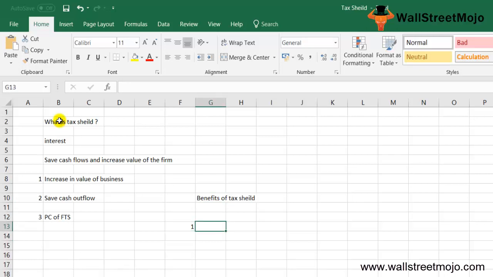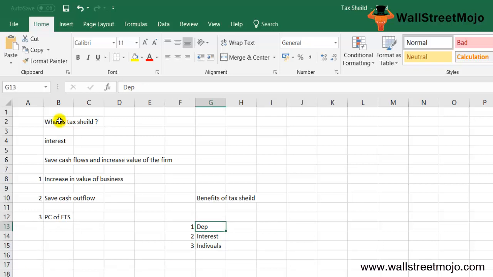There are some cases where tax shield can be taken: in case of depreciation, in case of interest, in case of individuals, and so on and so forth. Now, tax shield on depreciation is proper management of assets for saving tax.